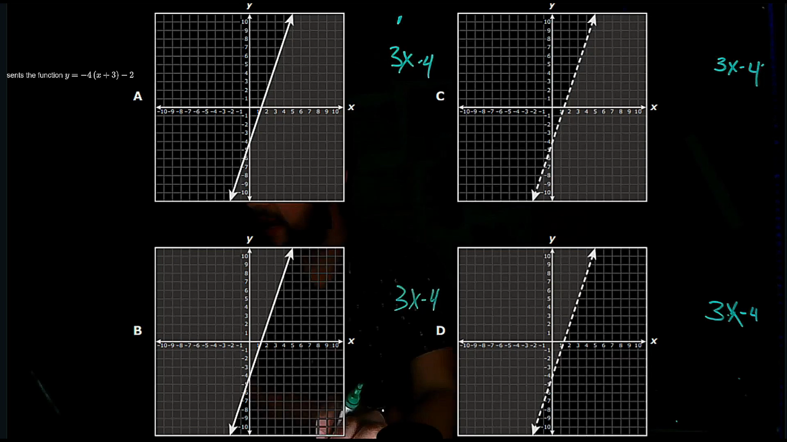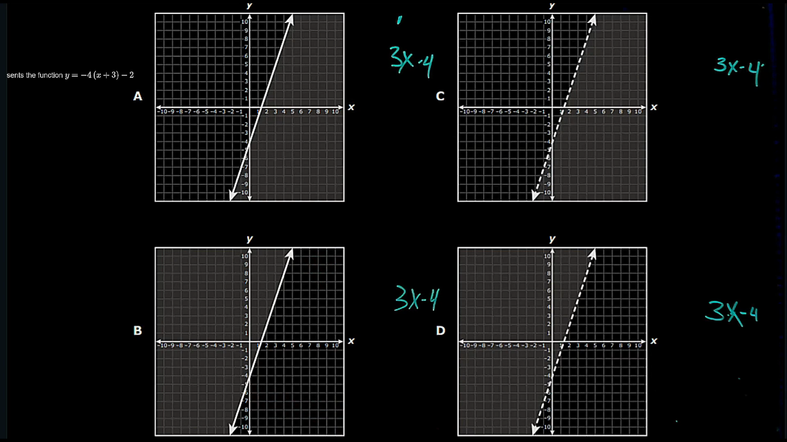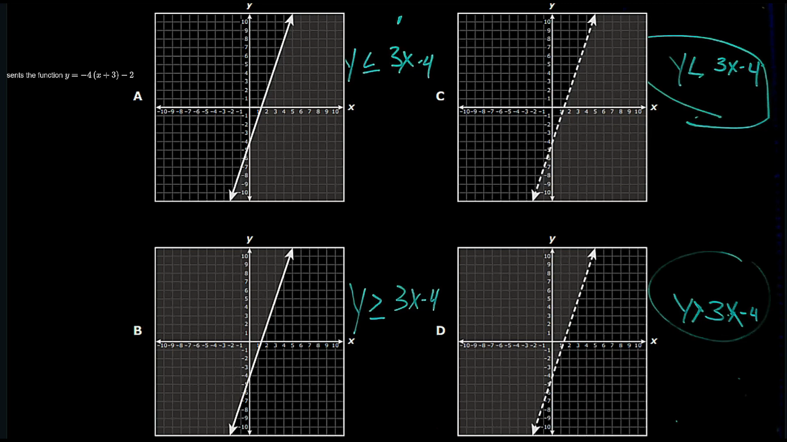Let's talk about just the shading here. This top one, top left, answer choice A, says shade below and a solid line, so y is less than or equal to. Down here, answer choice B, this is shade above and a solid line, so y is bigger than or equal to. Over here, we're going to have y is less than, and then down here, y is bigger than. This one is shading below with a dashed line, and this one is shading above. Y is bigger than. The shade is above the line. So those are our 4 examples.